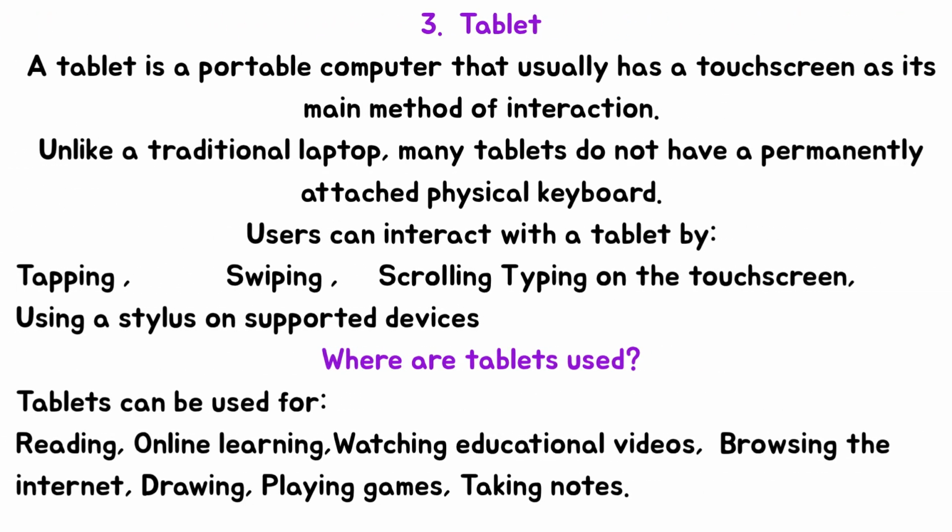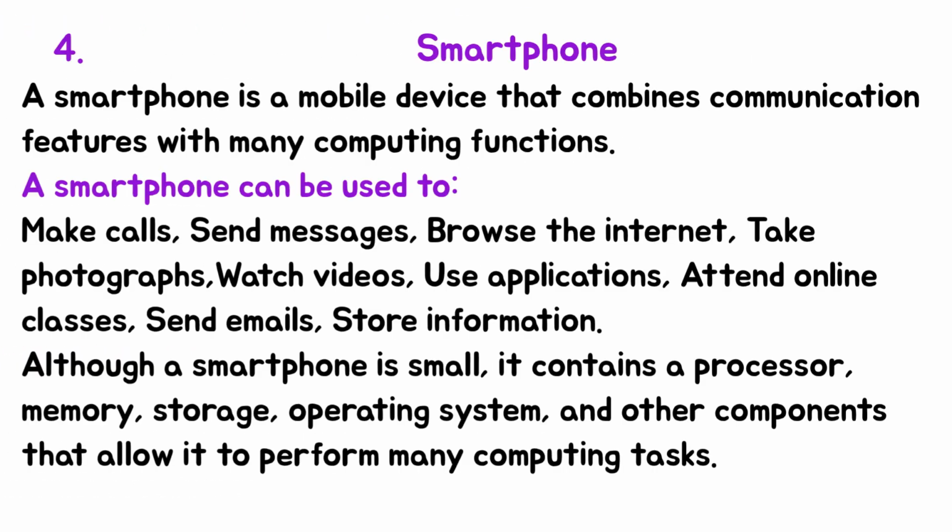The third one is the tablet. A tablet is a portable computer that usually has a touchscreen as its main method of interaction. Unlike a traditional laptop, many tablets do not have a permanently attached physical keyboard. Users can interact with a tablet by tapping, swiping, scrolling, typing on the touchscreen, or using a stylus on supported devices. Where are tablets used? Tablets can be used for reading, online learning, watching educational videos, browsing the internet, and so on.